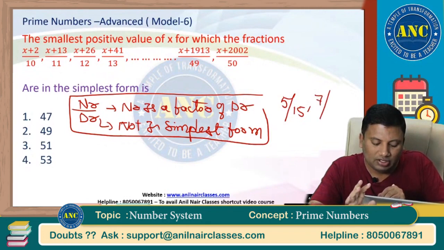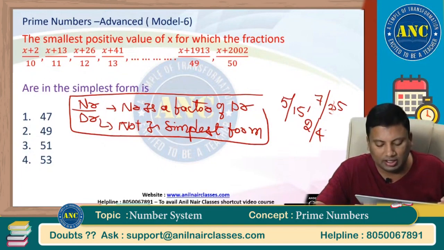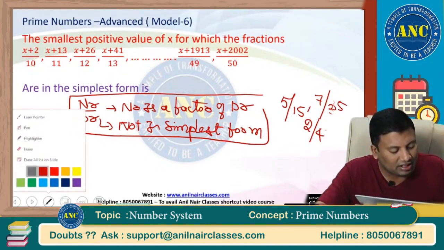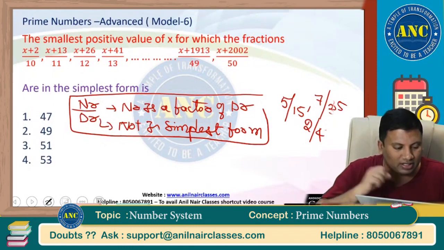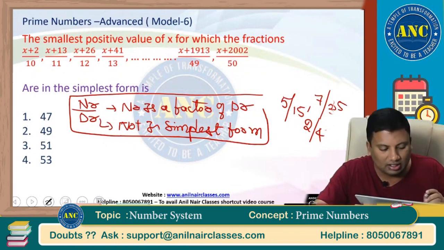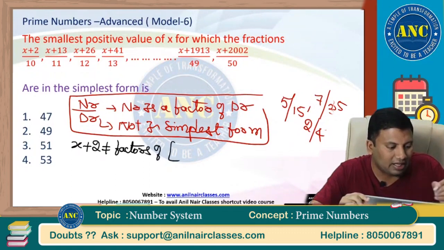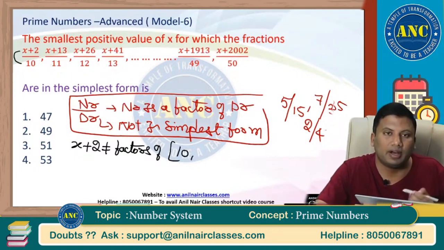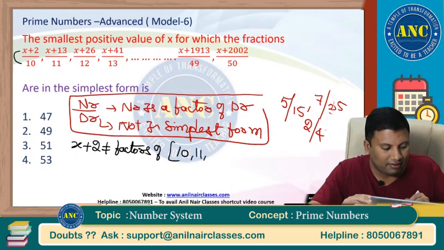If the numerator is a factor of the denominator, then the fraction is not in its simplest form. 5 by 15, 7 by 35, 2 by 4. 5 is a factor of 15, not in its simplest form. 7 is a factor of 35, not in its simplest form. 2 is a factor of 4, not in its simplest form. So, because it is not in simplest form, x plus 2 cannot take any factors of 10. It cannot be a factor of 11. It cannot be a factor of 50.